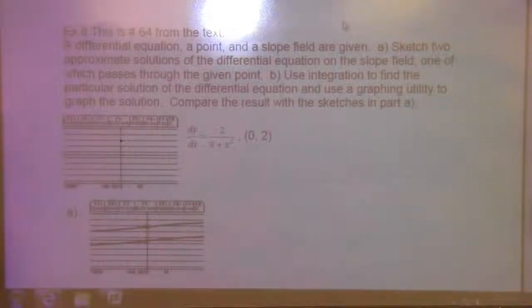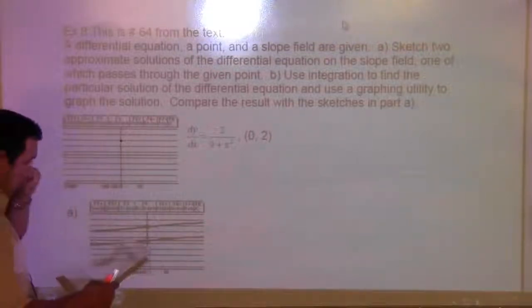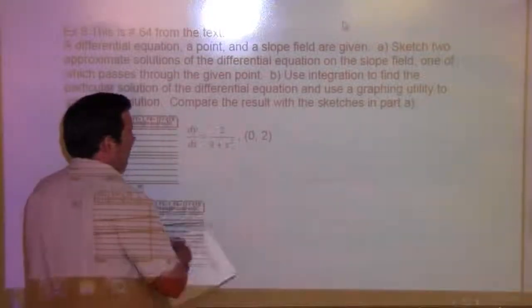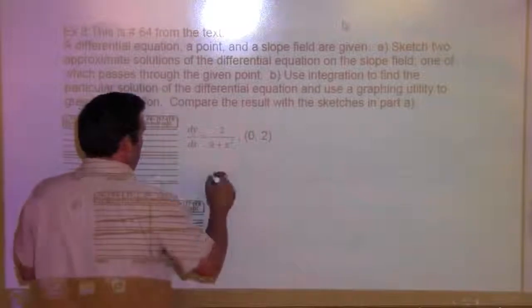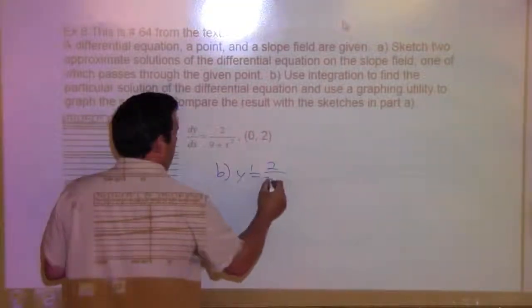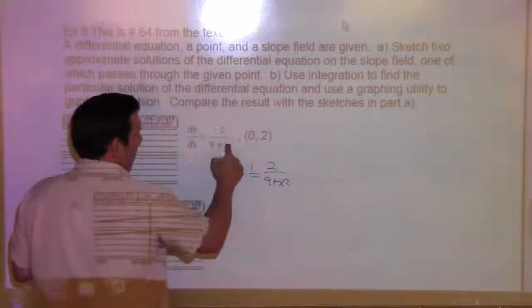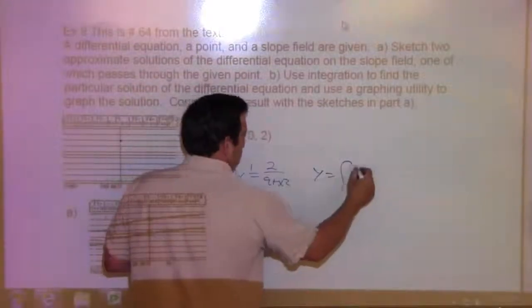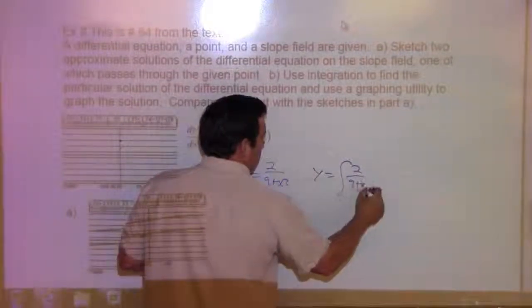Use integration to find the particular solution of the differential equation, and use a graphing utility to graph the solution. Compare the result to the sketches in Part A. Okay, so Part B says we have y prime equals 2 over 9 plus x squared, what we're seeing right here. So y would be the integral of 2 over 9 plus x squared dx.